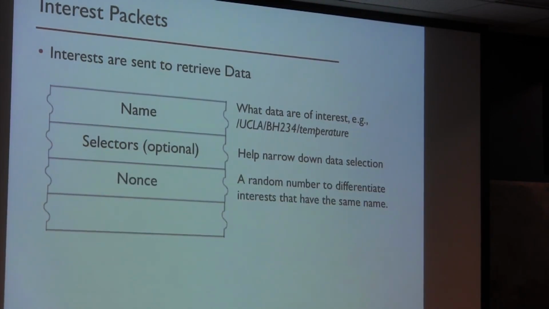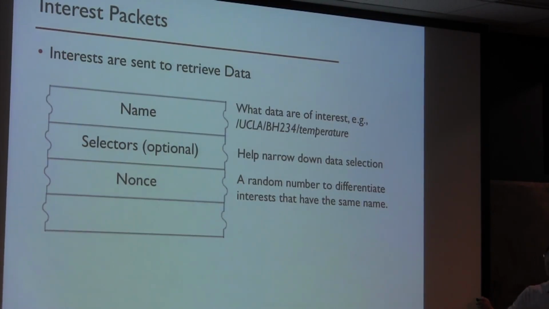And there's this nonce field, which is useful when there are multiple people asking the same question. So the name will be the same. But sometimes in the network operation, we want to differentiate, saying, oh, these actually are two different instances of the same question. Therefore, we'll put a random number in this packet.